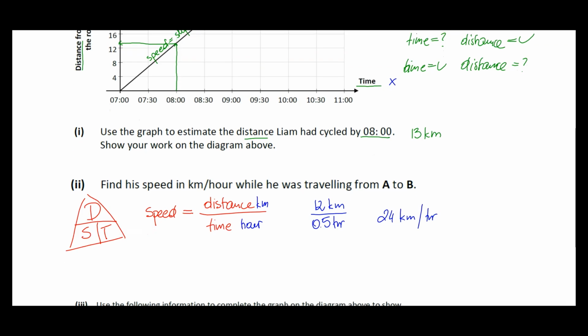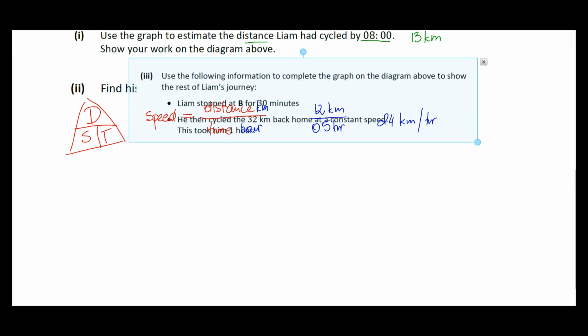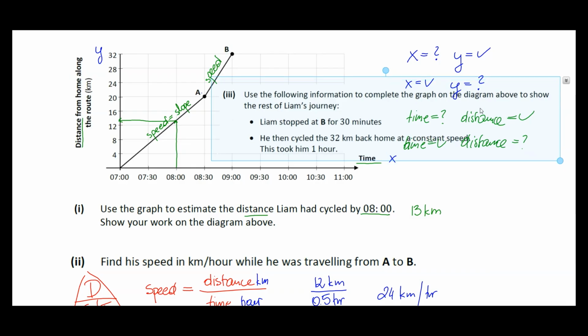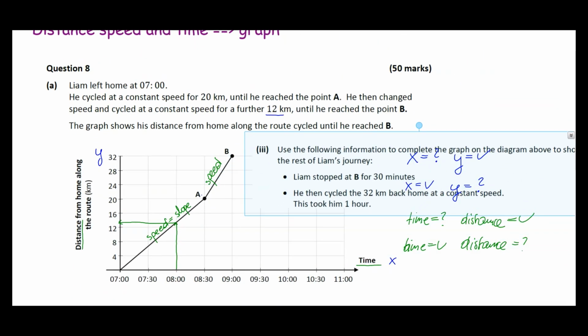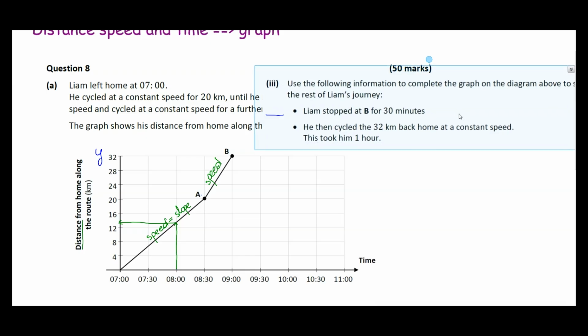That's his speed. Okay, and then let's have a look at the last part of this question. Use the following information to complete the graph. Let's take that up here. Let me clean that mess here so that we can see.